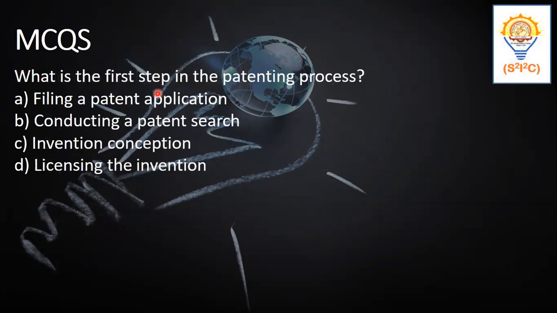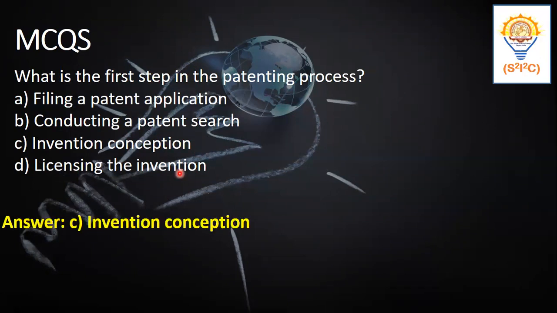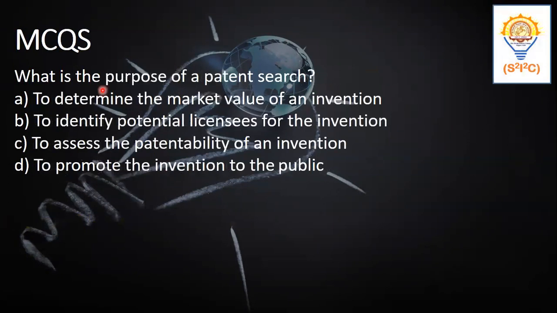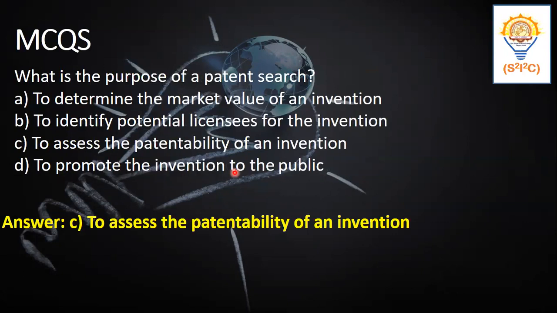Then, what is the first step of the patenting process? Filing patent applications, conducting patent search, invention conception, licensing the invention. The correct option is C, invention conception. The actual concept or our idea should be there. Okay. Then, what is the purpose of a patent search? To determine the market value, to identify potential licensees, to assess the patentability of an invention, or to promote the invention to the public. The correct option is to assess the patentability of an invention.